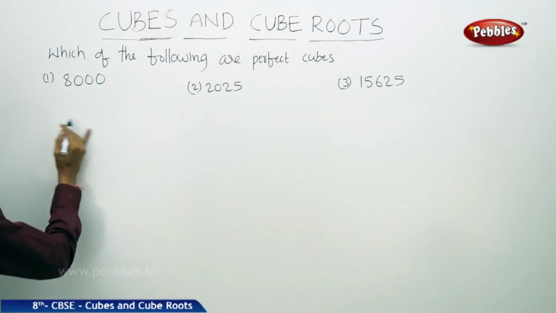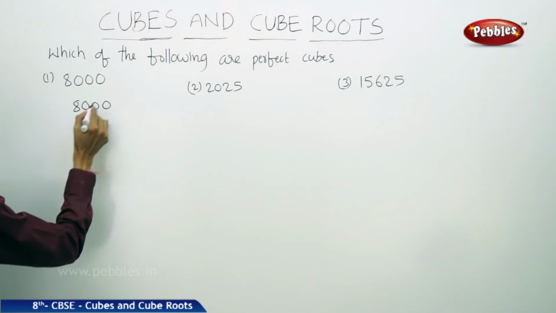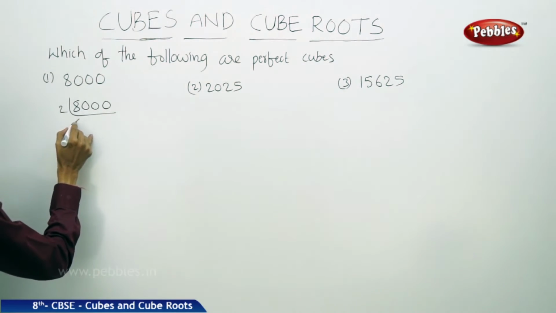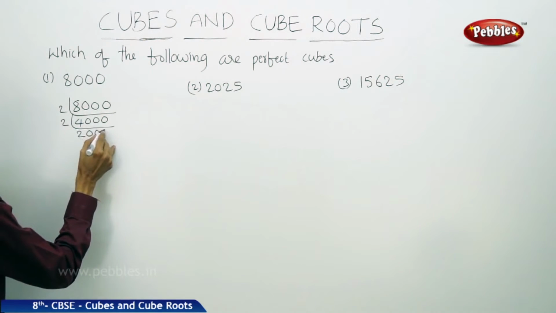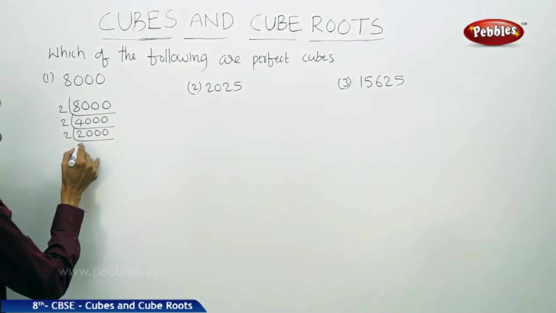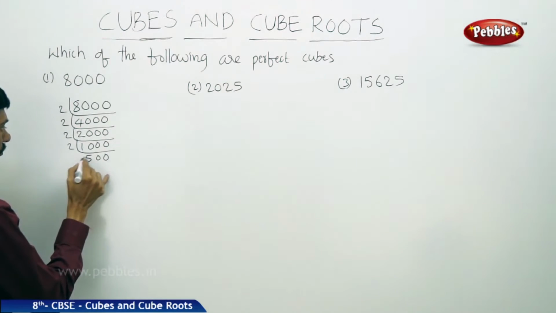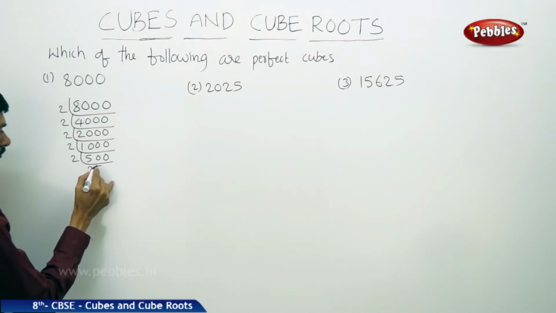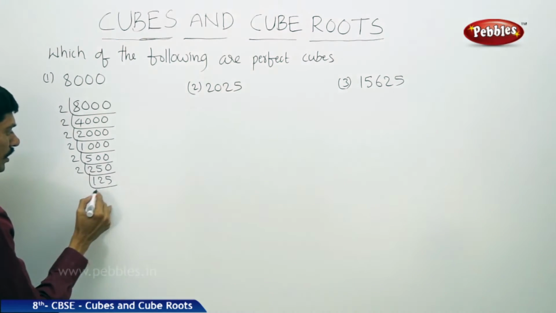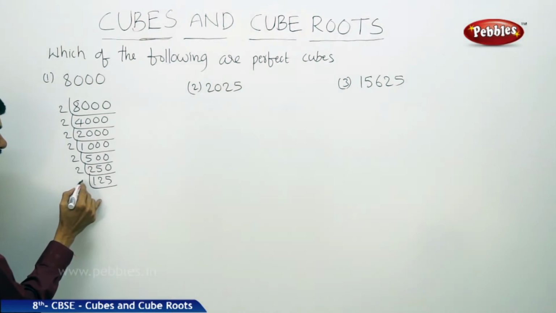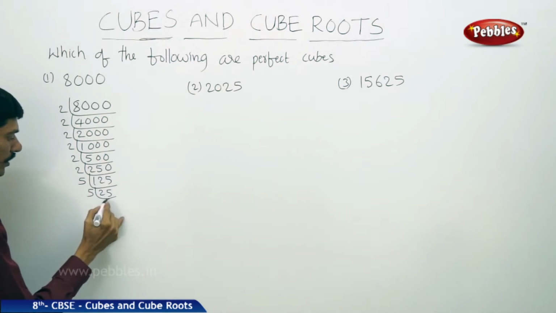The first question is 8000. Now first we will factorize 8000. 2 4s are 8, then 2 2s are 4, 2 1s are 2, 2 5s are 10, 2 2s are 4, 2 5s are 10, 2 125s are 250. Next it is not divisible by 2 and 3, so we can take 5, 5 5s are 25.